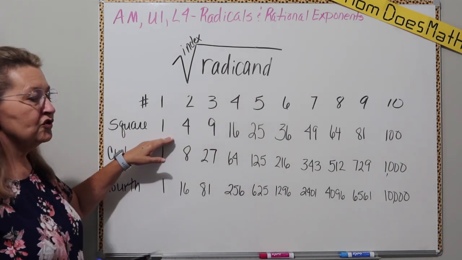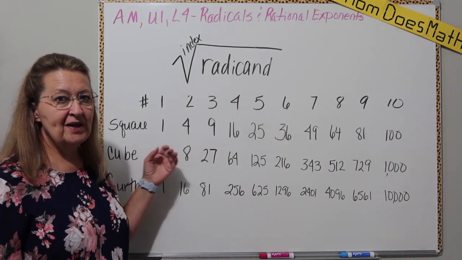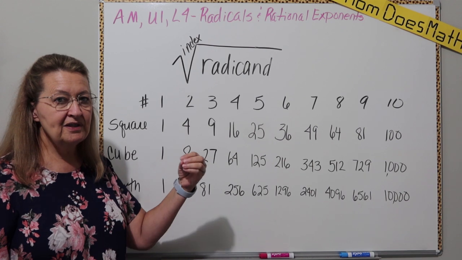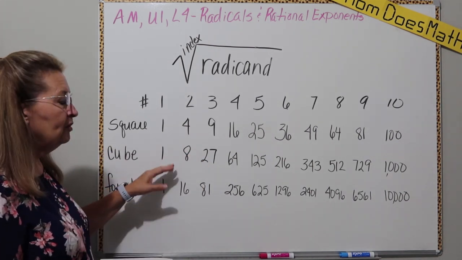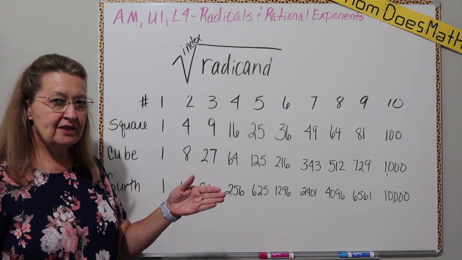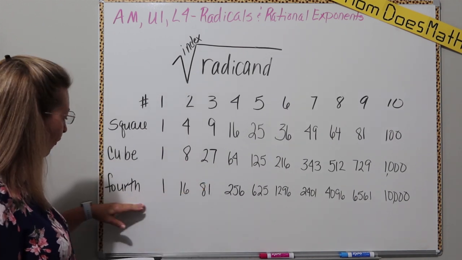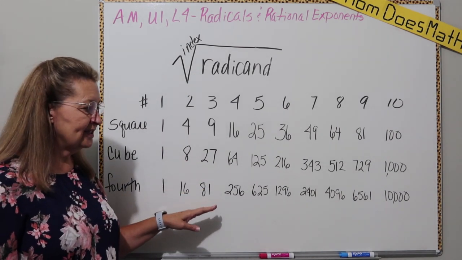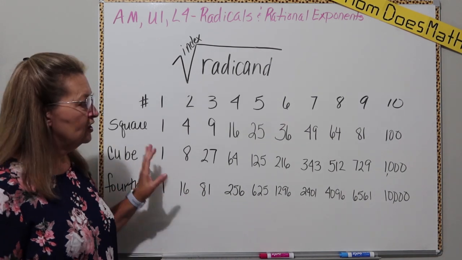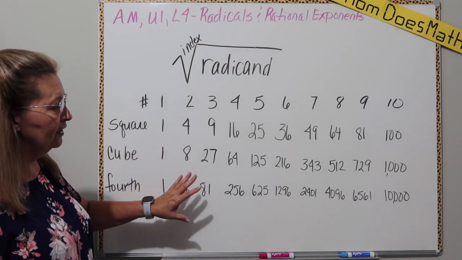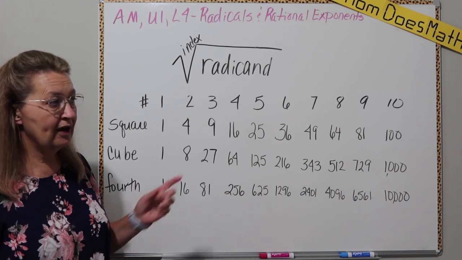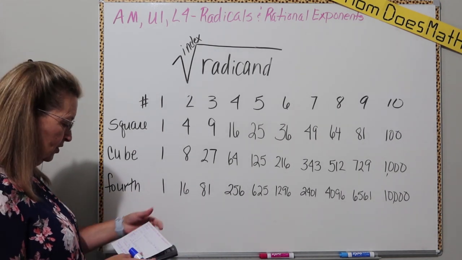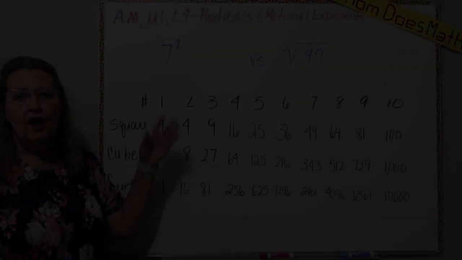This is a list of the squares of that number. That means I multiplied that number times itself 2 times. Cube means you multiplied that number times itself 3 times. A fourth means you multiplied it times itself 4 times. So if you need to pause the video in order to write this down on your guided notes, feel free to do so now, because I'm going to move on into the next thing.